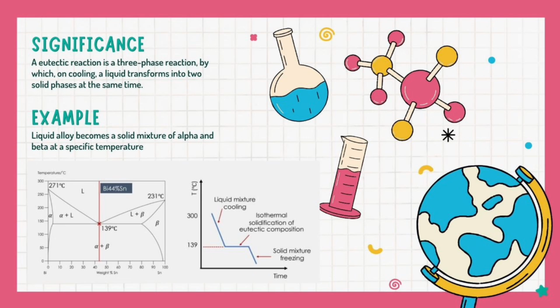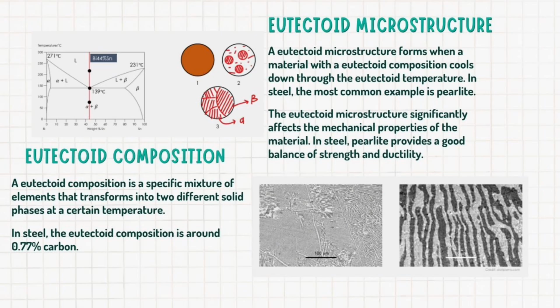We start with a liquid mixture cooling, and it will stay constant at isothermal solidification of eutectic composition, and it will become a solid mixture freezing. That is for eutectoid. Now, the eutectoid microstructure forms when a material with a eutectoid composition cools down through the eutectoid temperature. In steel, the most common example is pearlite. The eutectoid microstructure significantly affects the mechanical properties of the material. In steel, pearlite provides a good balance of strength and ductility.